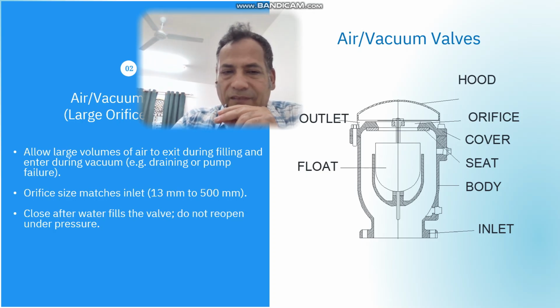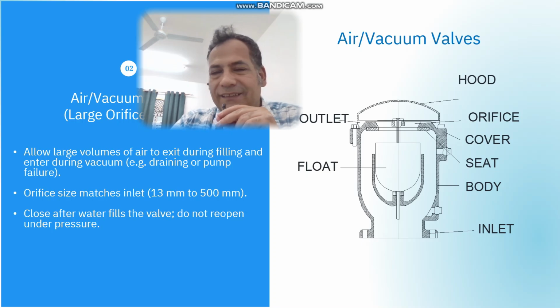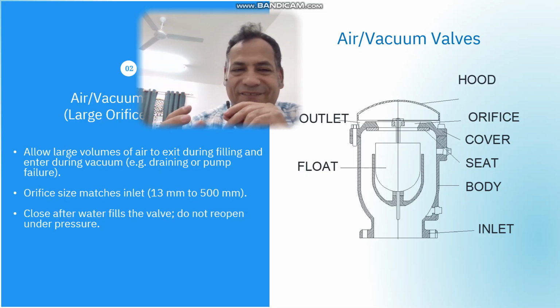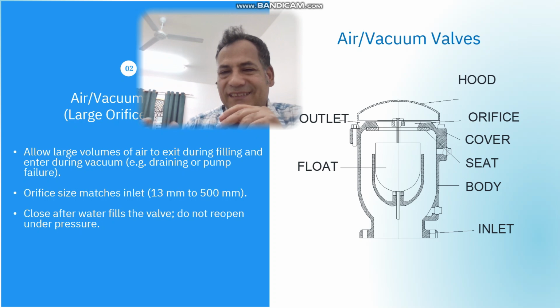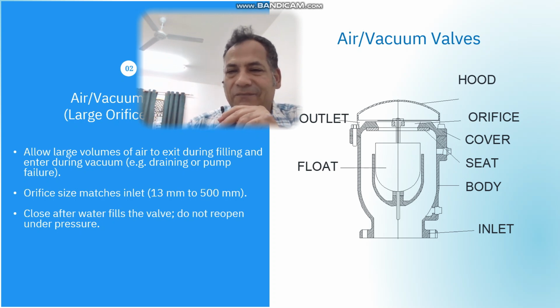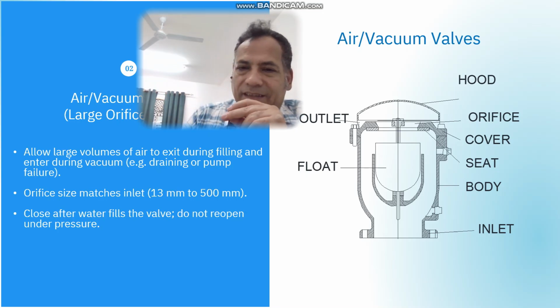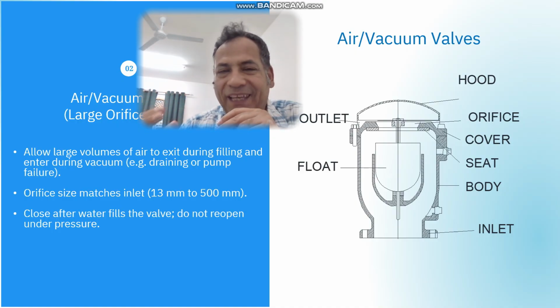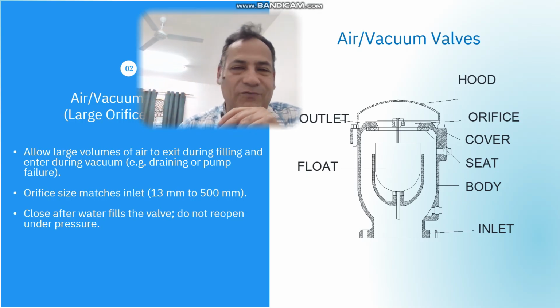And it can release large volumes of air, which exit from the outlet, and also a huge amount of air can be sucked in from outside. This is the main thing for this type of air valve.